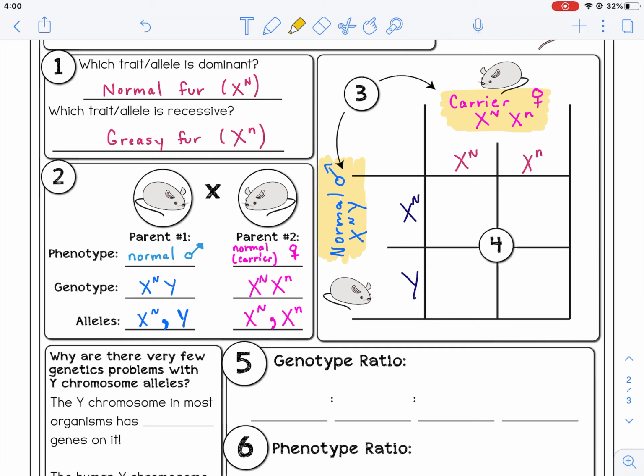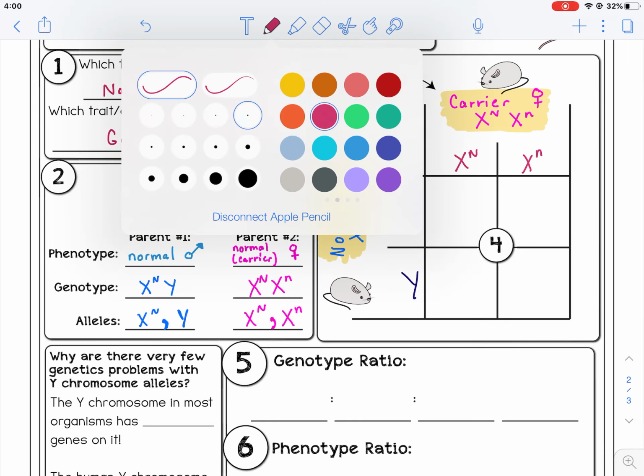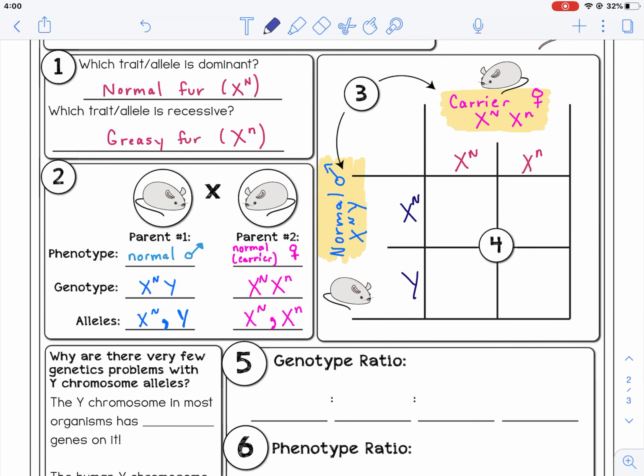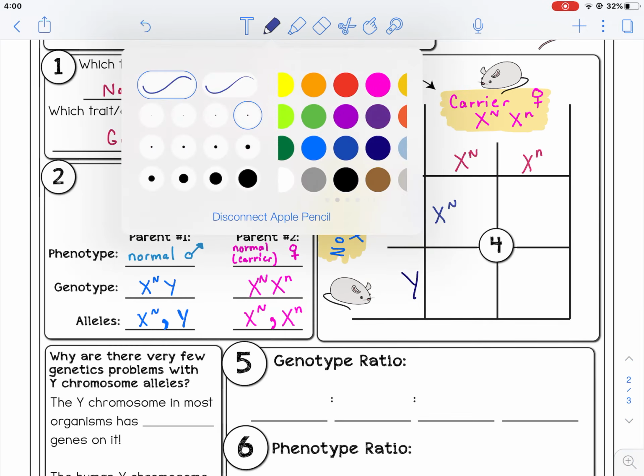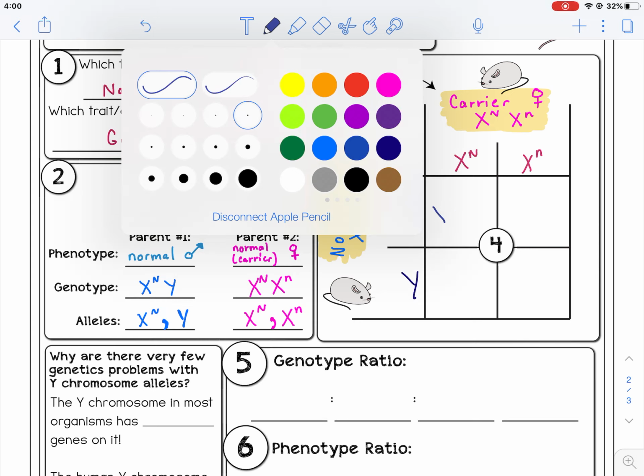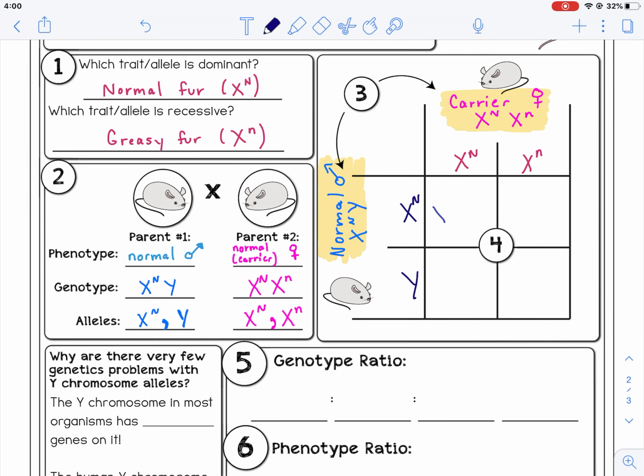Okay, remember we go in alphabetical order and we put capital letters first. So this top left-hand box, it would have two X's with a big N on each of them. So it doesn't matter which one we put first here because they are, in fact, the same.